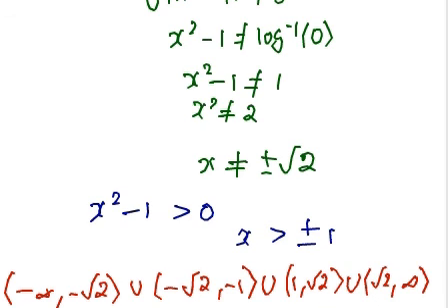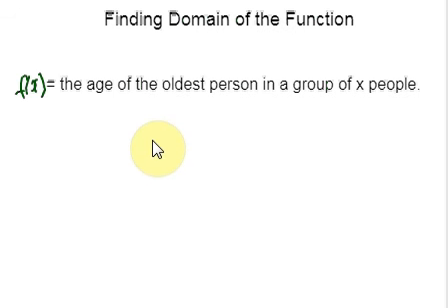In case you're getting a word problem, then you just have to look for the restrictions. For example, consider a function f of x, the age of the oldest person in a group of x people. Age means a baby after birth will just keep growing. There will be no baby with age 0. Am I right? We keep on growing, no? So x is greater than 0. Any integer which is greater than 0 would be the domain for this function f of x, the age of the oldest person in a group of x people.